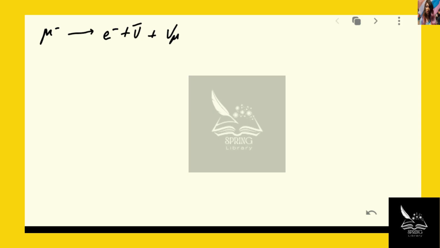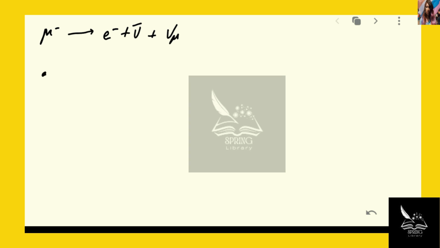In this question, we are considering the decay of a muon into an electron with two neutrinos. Now we want to find the maximum kinetic energy that is possible for our electron. To do that, we will first need to consider the case that will give us the maximum kinetic energy for the electron.